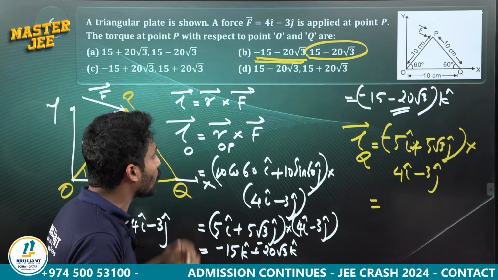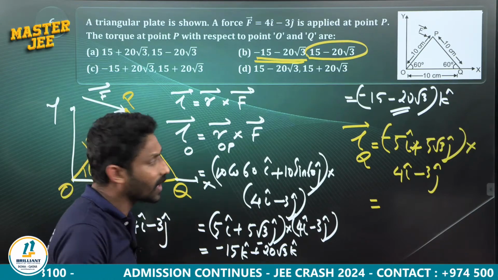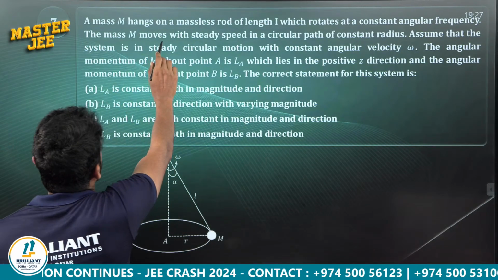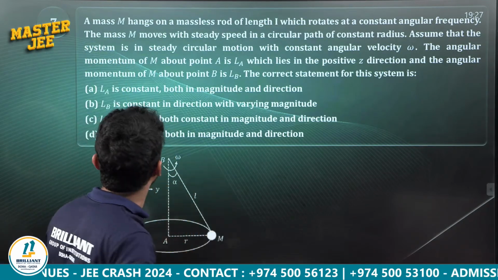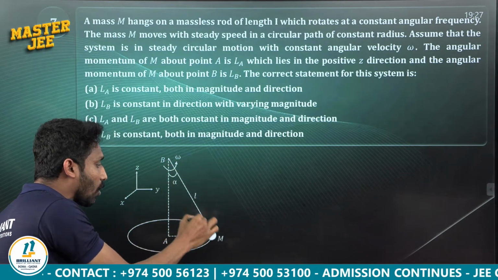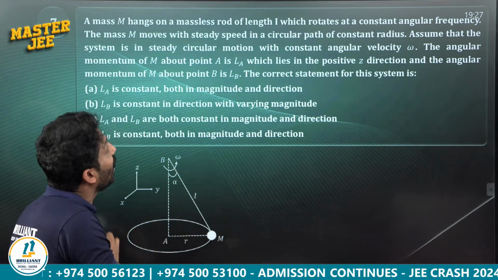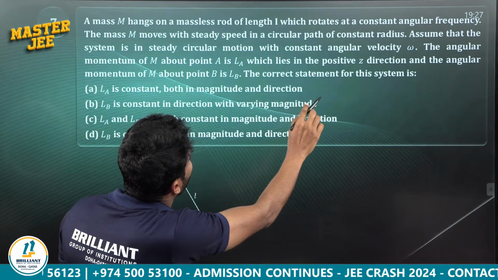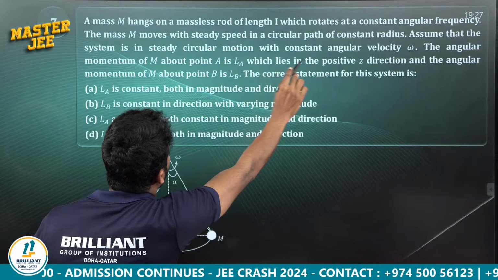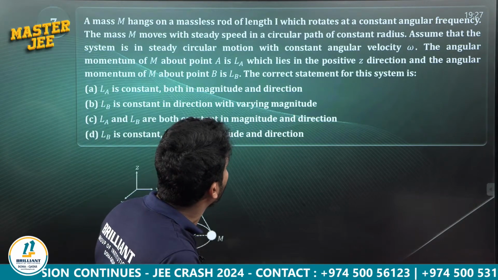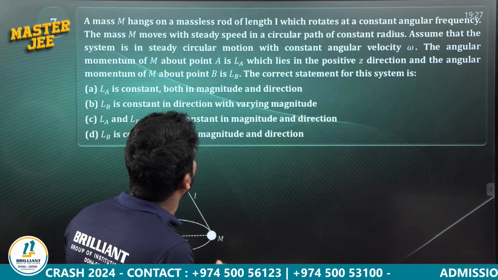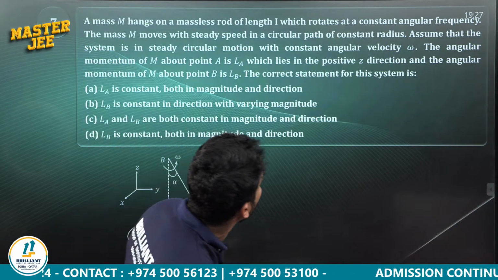Okay, an important question in which the concept of torque is explained. Now the seventh one: a mass M hangs on a massless rod of length L. This is the massless rod shown of length L, which rotates at a constant angular frequency. The mass M moves with steady speed in a circular path of constant radius. Assume that the system is in steady circular motion with constant angular velocity omega.